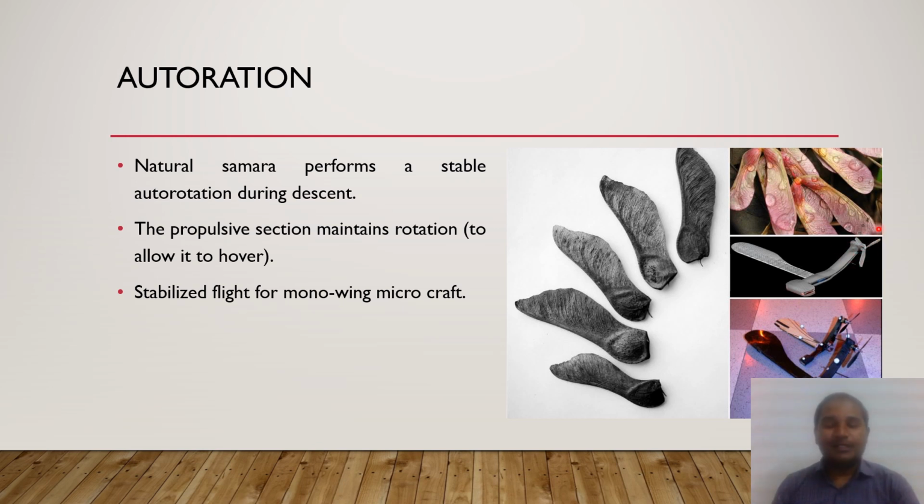A tail rotor is normally used to fight the torque generated by the main rotor in a helicopter, but here in this micro aerial vehicle it is used in the opposite way. The propulsive section maintains rotation to allow it to hover. Here the propulsive section refers to the tail rotor. So this solves the problem of instability and makes the monowing micro aircraft more stable.